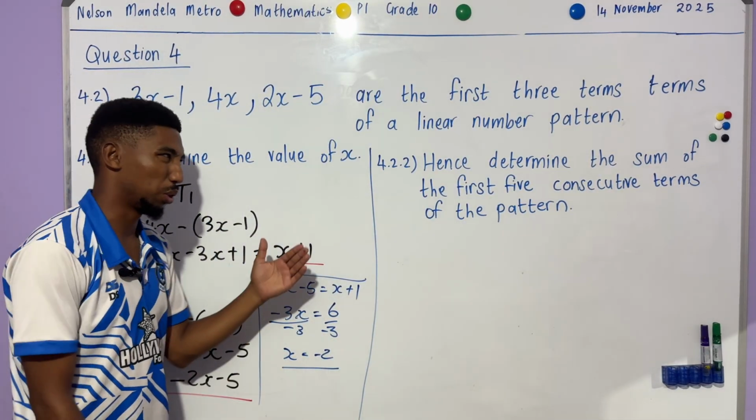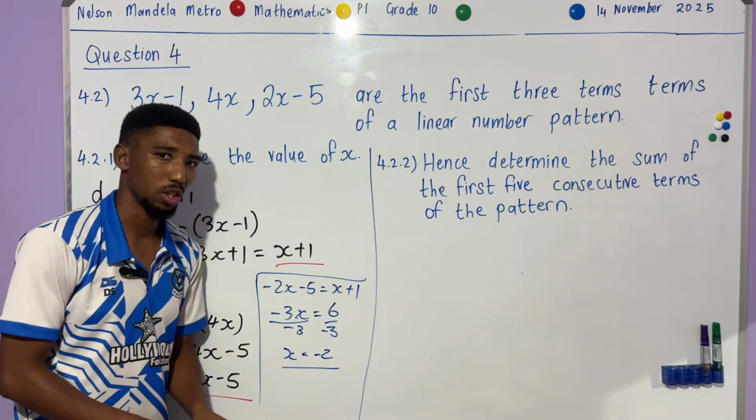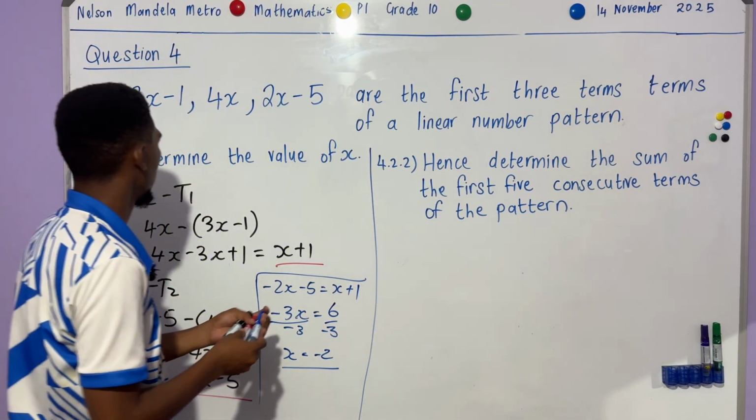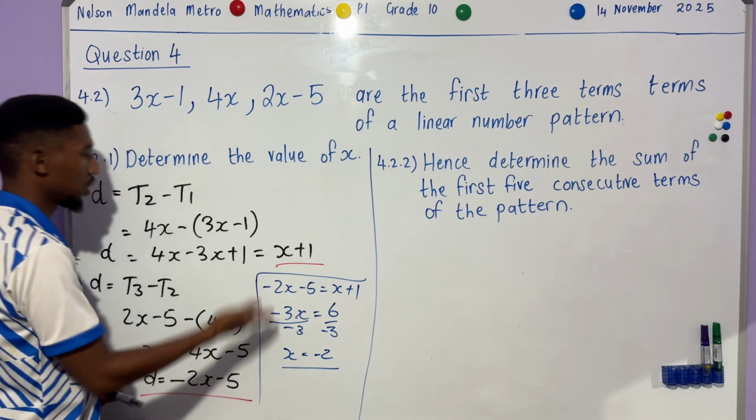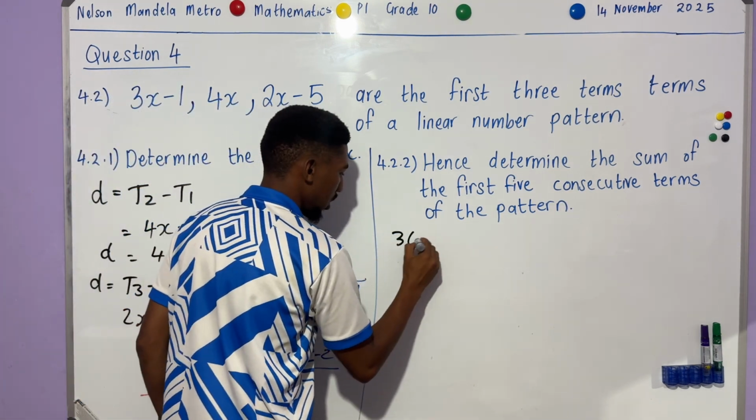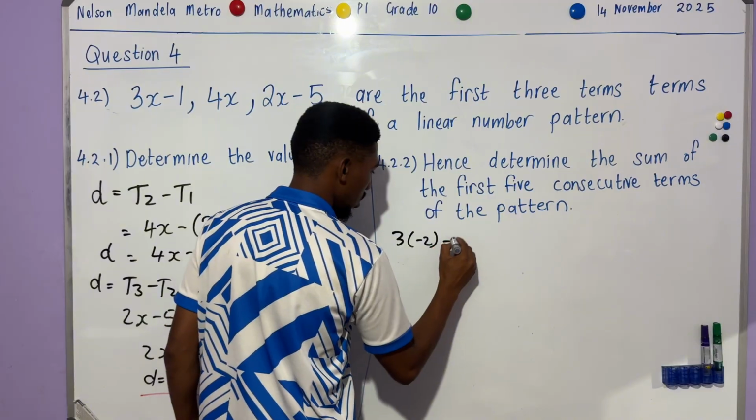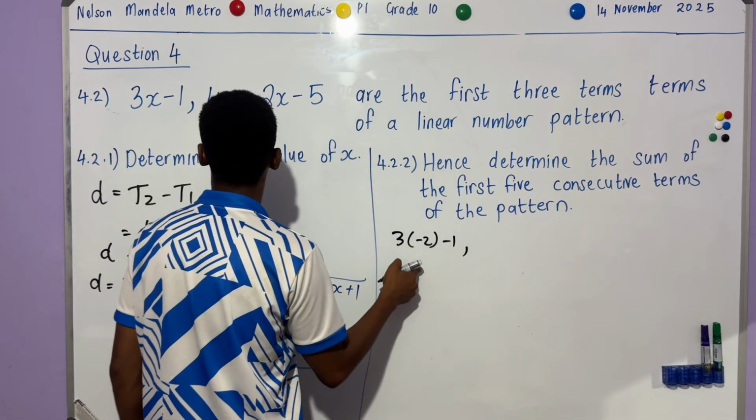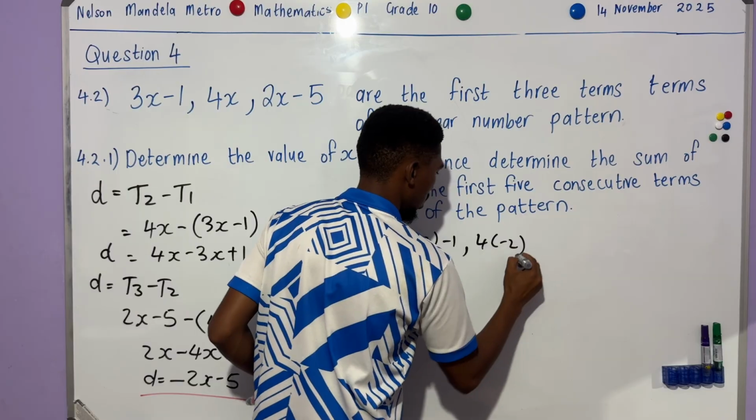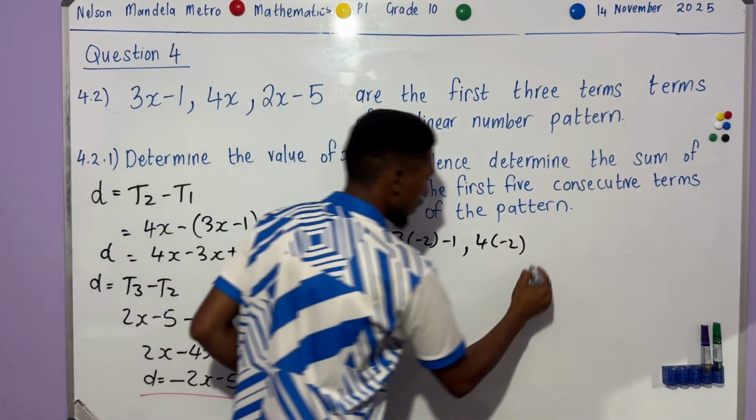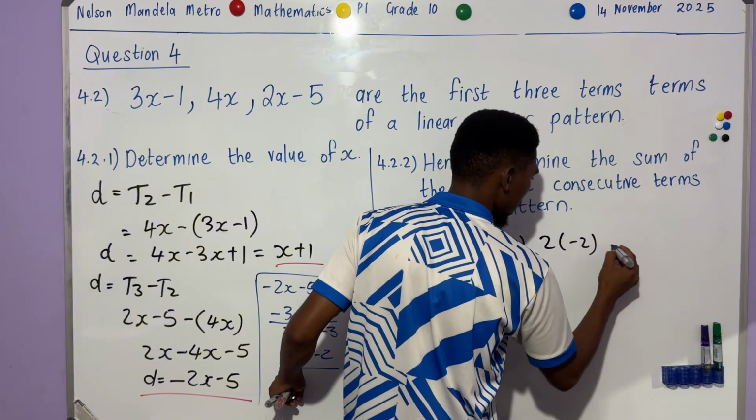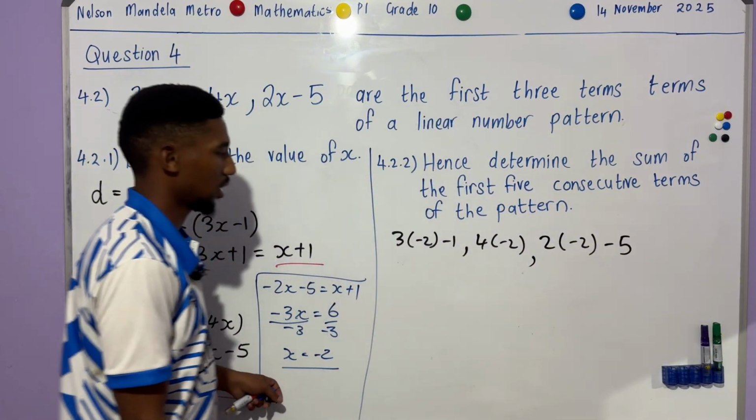So in order to do the sum of the first 5 terms, we need to find the first 5 terms because we don't have them. How do we find them? We simply have to substitute the x value that we have into the sum. So we have 3 minus 2 minus 1, which is the first term, and the second term 4, and we substitute minus 2 into x's place, and we have 2, again minus 2 substituted in brackets, and minus 5.